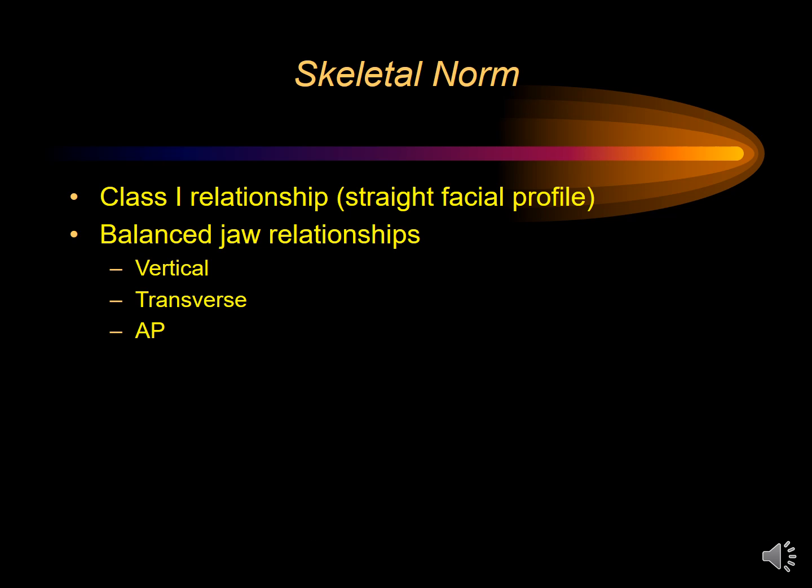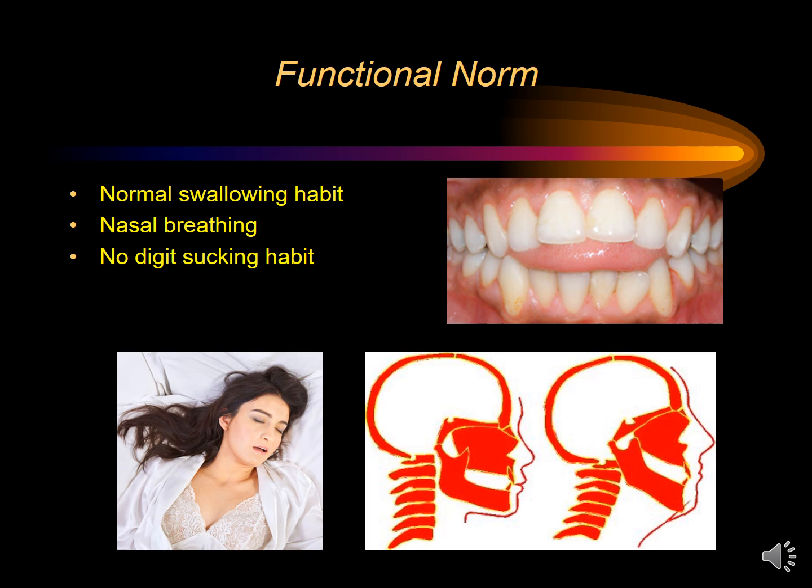Okay, skeletal norm. In skeletal norm, we want a class 1 relationship, ideally a straight facial profile, and we want balanced jaw relationships in all three planes of space, that is vertical, transverse, and AP. In functional norm, we want a normal swallowing habit. Nasal breathing is preferred over mouth breathing, and there should be no digit sucking habit.